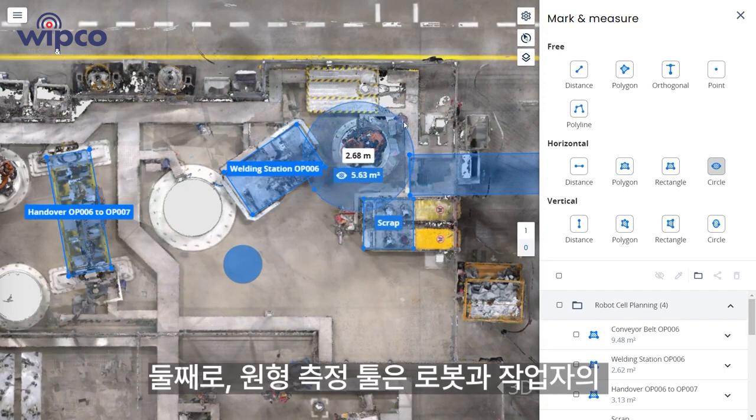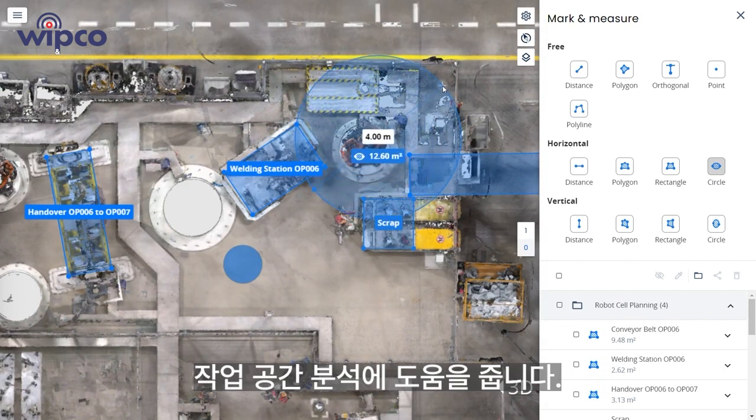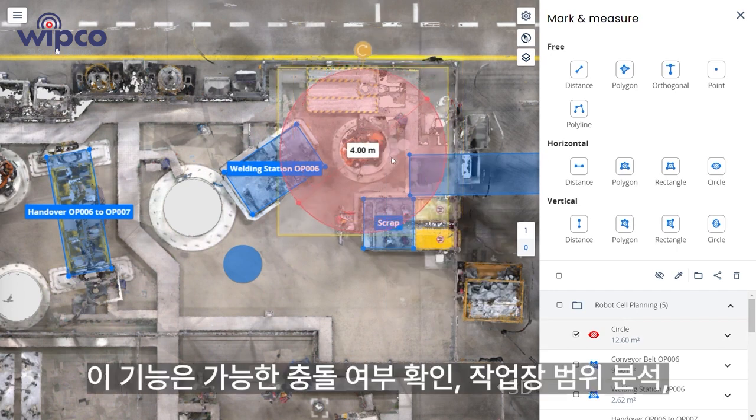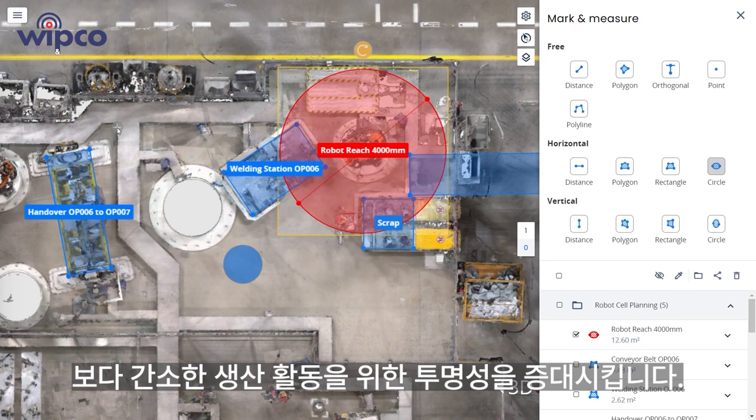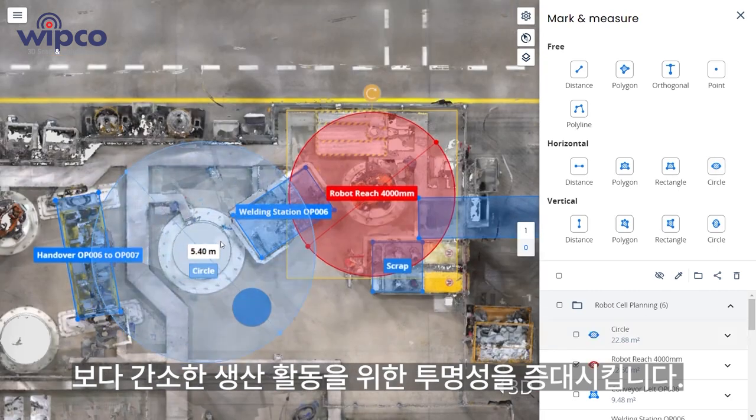Second, the Circle Measurement tool aids in analysis of robot and operator workspaces. It can help identify potential collisions, assess workspace coverage, and enhance transparency for lean manufacturing practices.